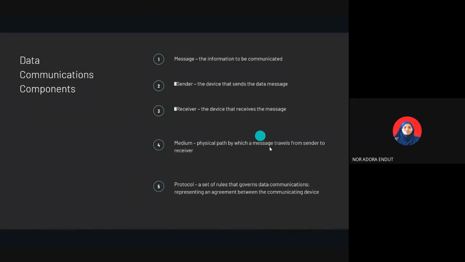Okay, and lastly kat sini mungkin the common people know lah the basics of this sender, receiver, transmission medium and the actual message. However, you guys should know about this, the protocol, which is the set of rules that governs data communications and it's representing an agreement between the communicating devices. So you know that dia macam seolah-olah macam translator, betul tak? Protokol tu kita kata okay set.